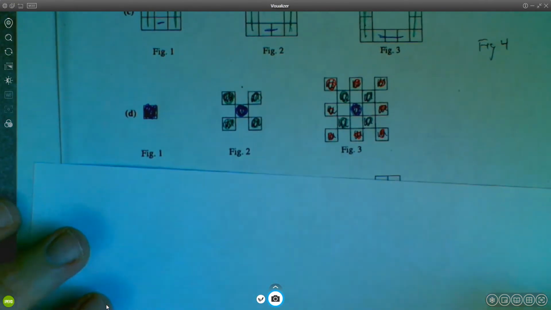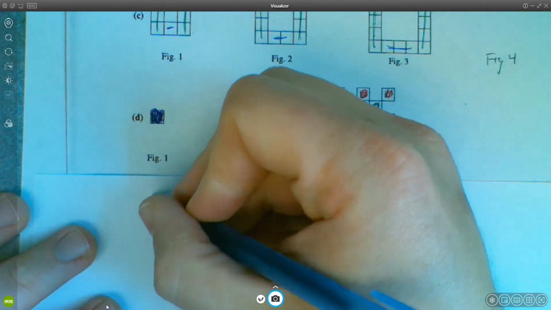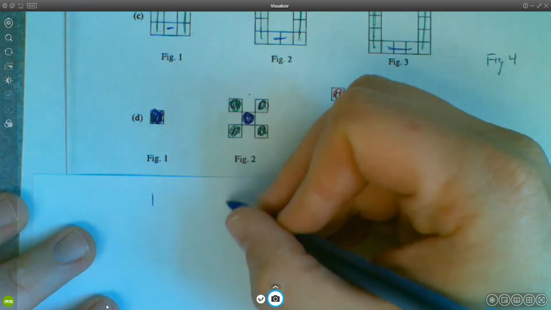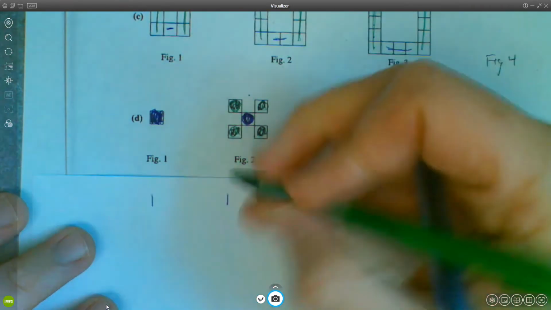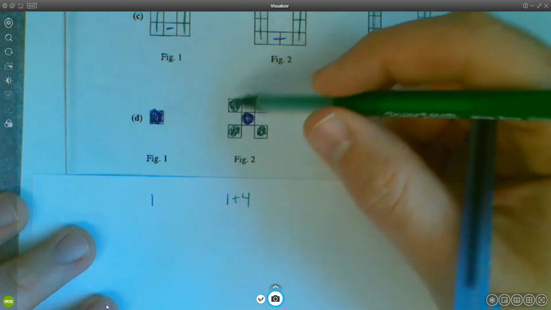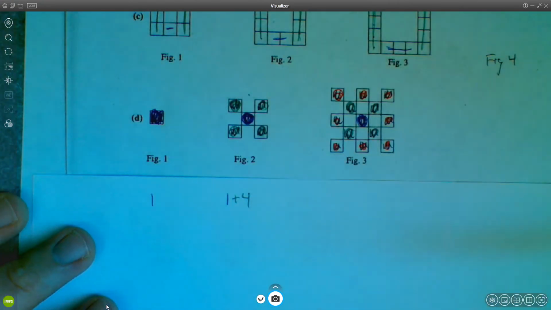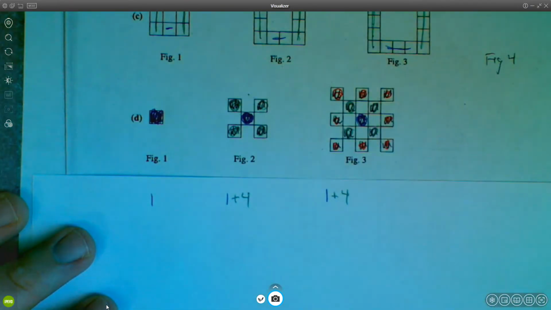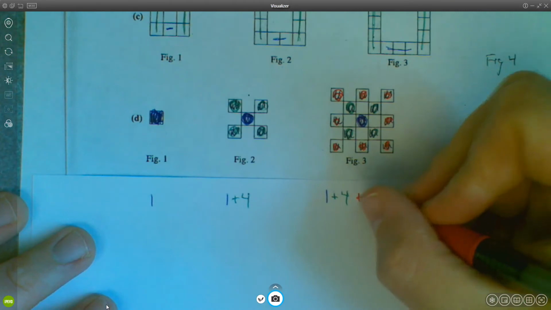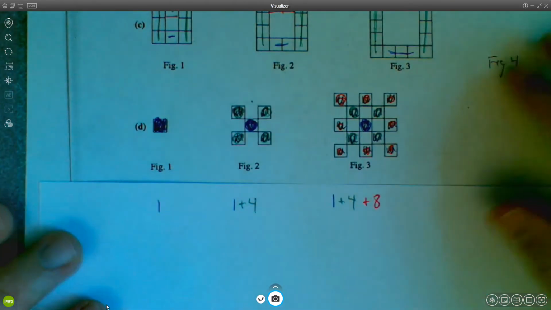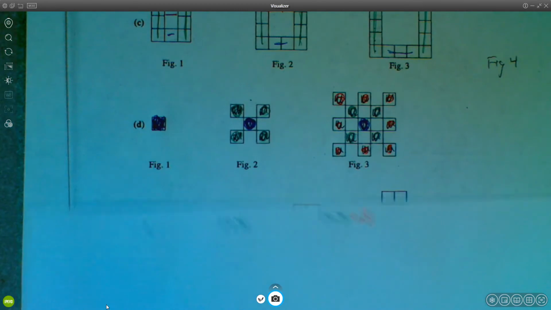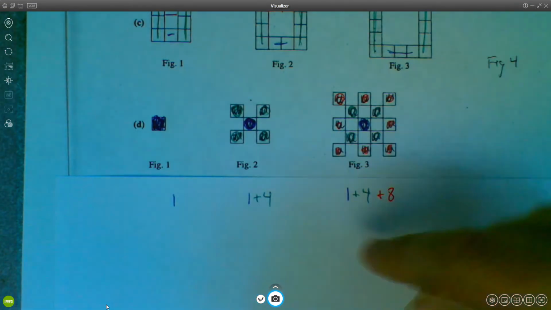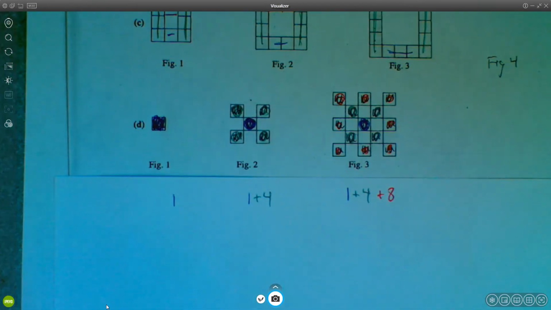Now if you try to write out a number sentence for that, then for figure 1 it's going to be, well, just 1. And for figure 2 it's going to be 1 plus 4, or maybe you could call it 2 times 2 or something like that. And then for figure 3 it's going to be 1 plus 4 plus 8. And now we run into a little bit of trouble, because what in the world is figure 4 going to look like? It's not impossible to tell what it's going to look like, but what I mean is, what is the number sentence for figure 4 going to look like?